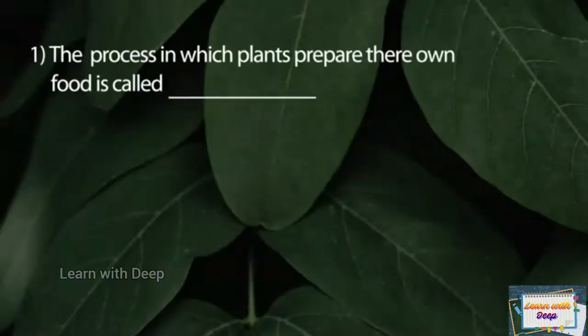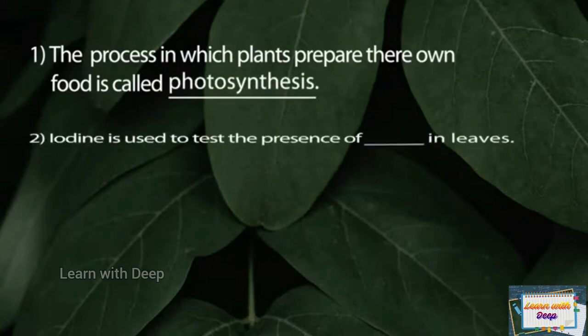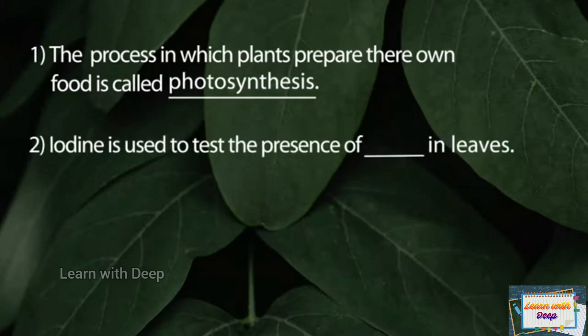The process in which plants prepare their own food is called? Yes, the right answer is photosynthesis. Iodine is used to test the presence of dash in leaves. Absolutely right. The answer is starch.